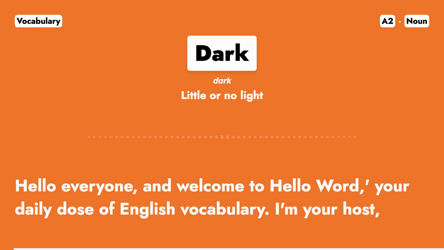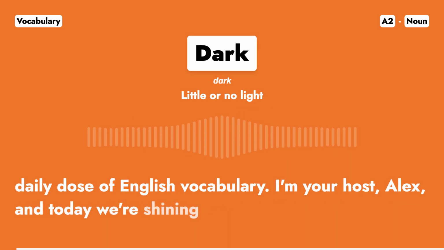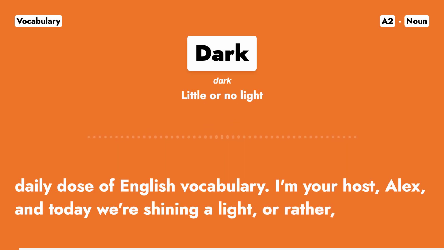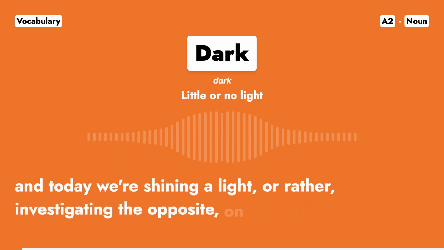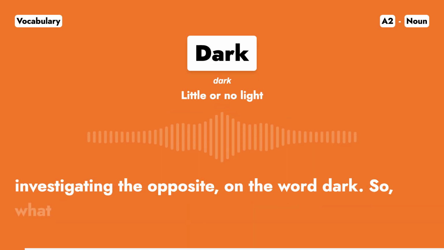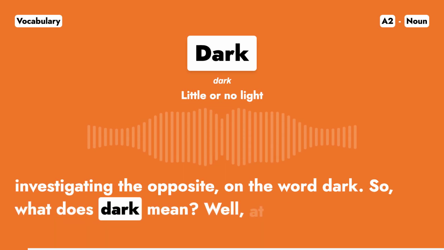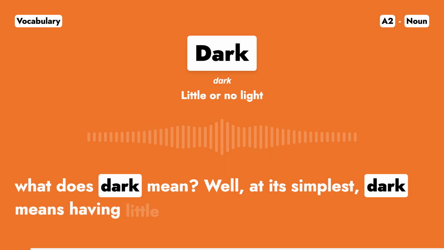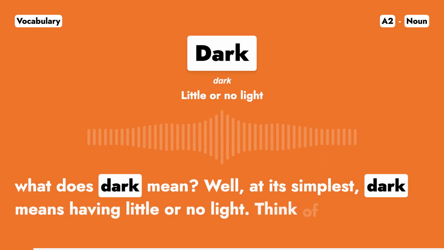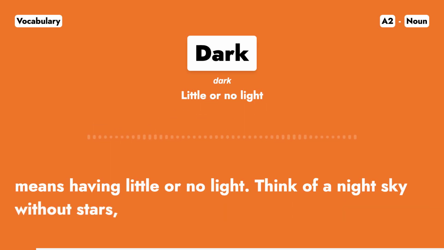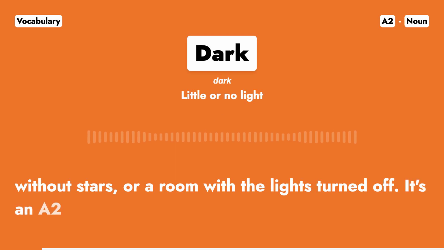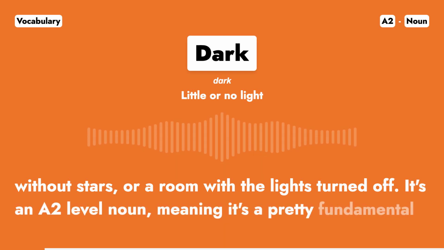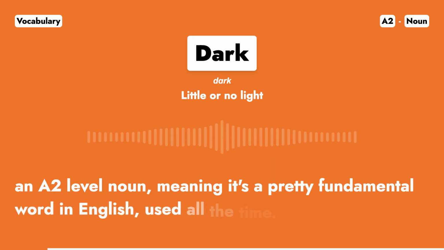I'm your host, Alex, and today we're shining a light, or rather, investigating the opposite, on the word dark. So, what does dark mean? Well, at its simplest, dark means having little or no light. Think of a night sky without stars, or a room with the lights turned off. It's an A2 level noun, meaning it's a pretty fundamental word in English, used all the time.